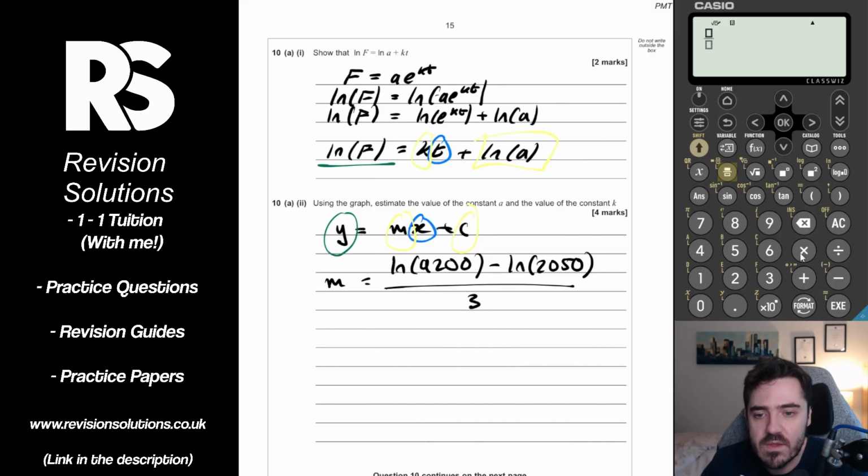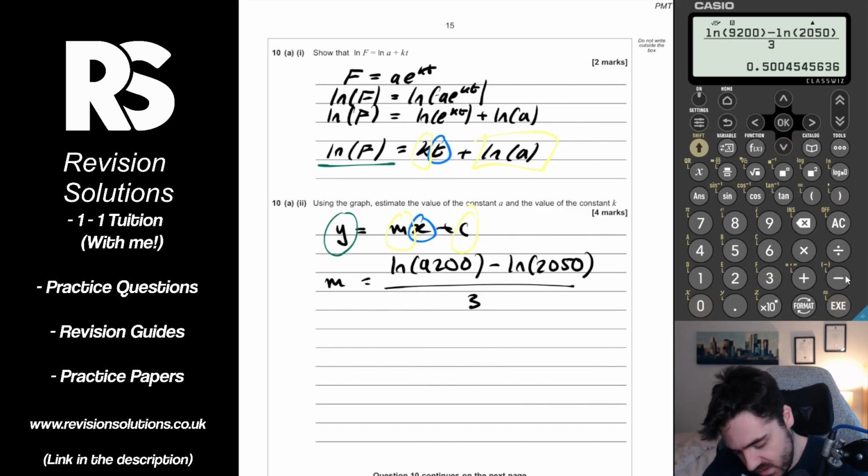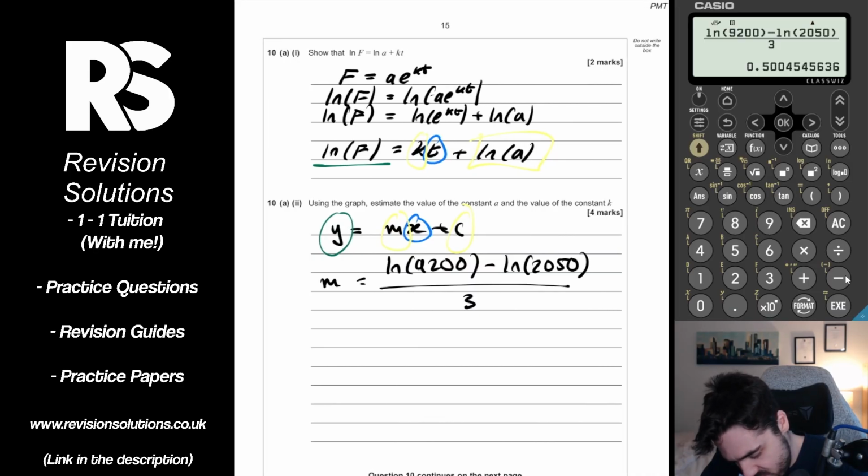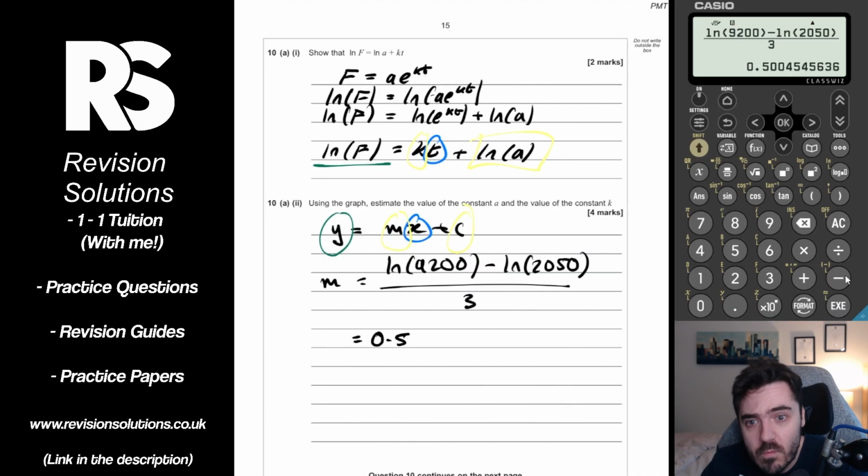Let's just plug that in the calculator. Shift, get the natural log, good. 9,200 minus natural log of 2,050, all over 3 gives us that. So the gradient, which we said is k, is 0.500. So k equals 0.5.